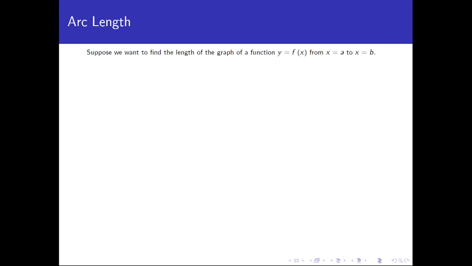In this video, we're going to talk about arc length. So usually when we think about lengths of things, we're thinking about lengths of straight lines or line segments. But for a general rule, we would like to be able to have a formula that comes up with the length of a curved segment, if you will.